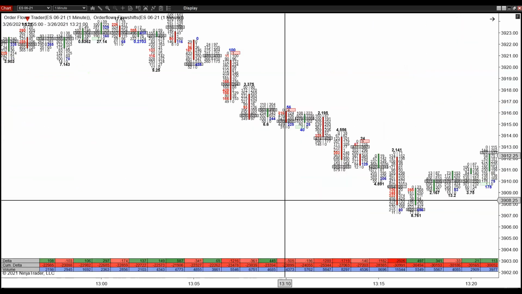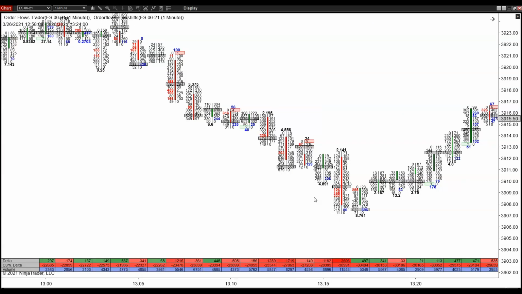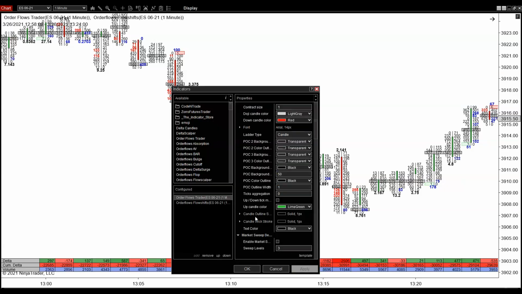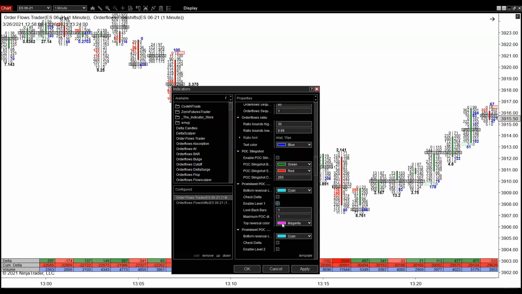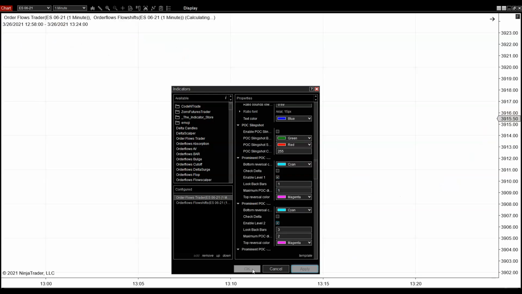I got a lot of the stuff turned off right here, right? If we're talking about prominent points of control, okay, do I have point of controls on here? I got it turned off here, but let me just turn it on really quick, just to show you what a prominent point of control is, because a question earlier was about prominent points of control.